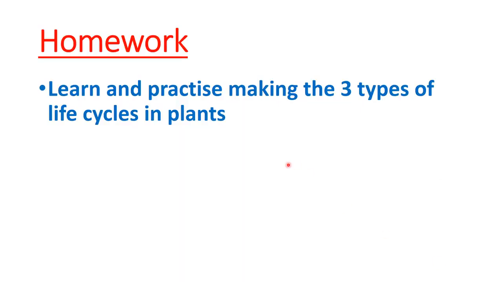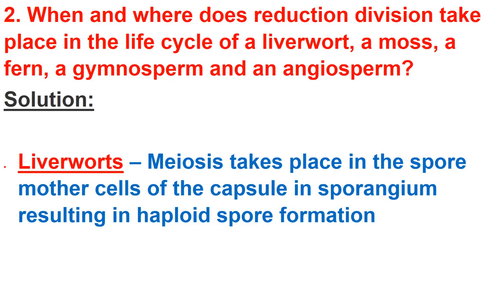Now, based on today's topics, your homework is to learn and practice making the 3 types of life cycle in plants. Those are haplontic, diplontic and haplodiplontic life cycles. Just make the flowcharts for all these. Then let's discuss the homework solution of the previous lecture.